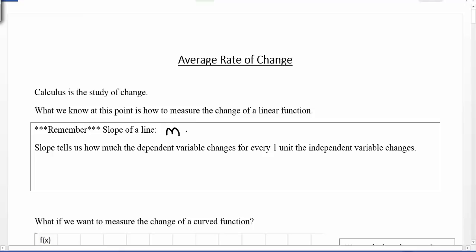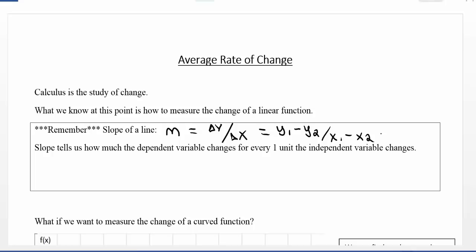M represents the slope. You may also have seen it as delta y over delta x, the change in y over change in x. Similarly, you may have seen something like y1 minus y2 divided by x1 minus x2. There are a lot of ways that you may have seen slope represented, but all of them give us the same measure. Again, it tells us how much the dependent variable changes.